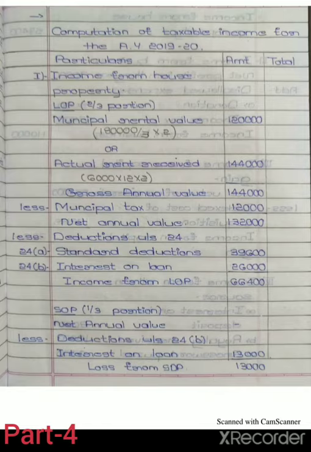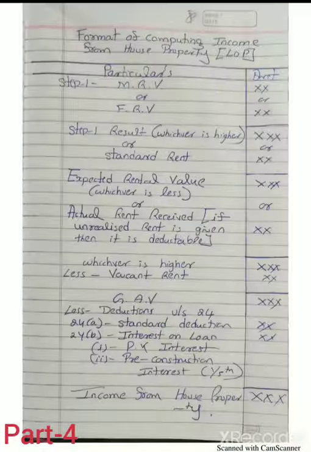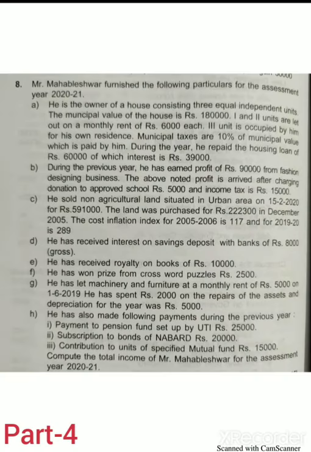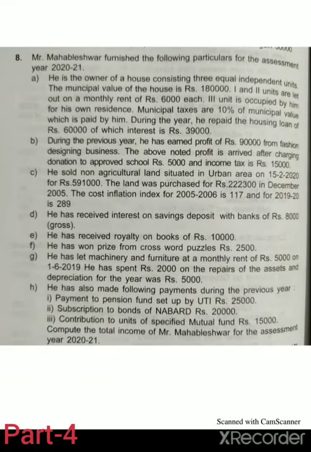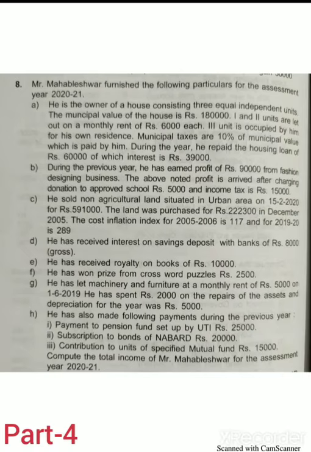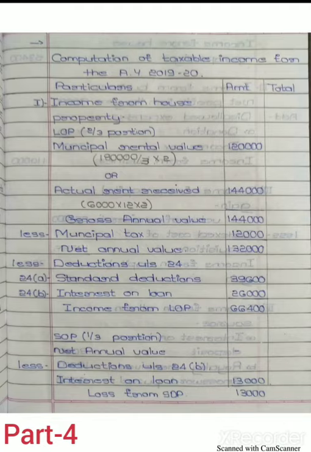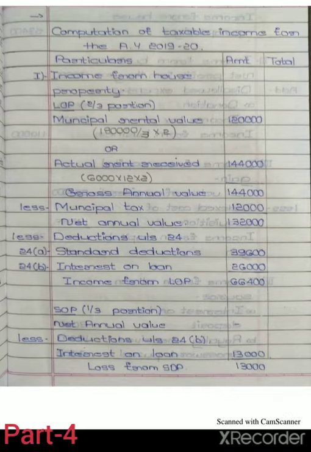24B interest on loan. So here, what is the interest on loan amount? During the year he paid the housing loan of rupees 60,000, of which interest is rupees 39,000. So if we take the 2/3 portion of this 39,000, 26,000 is the interest on loan in case of LOP. So after deducting all these, income from LOP is 66,400.